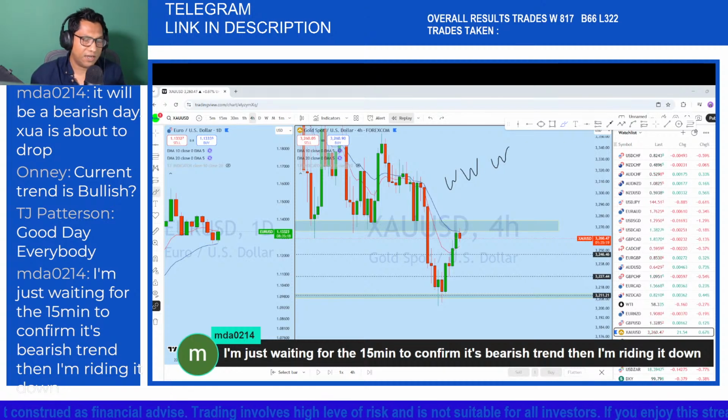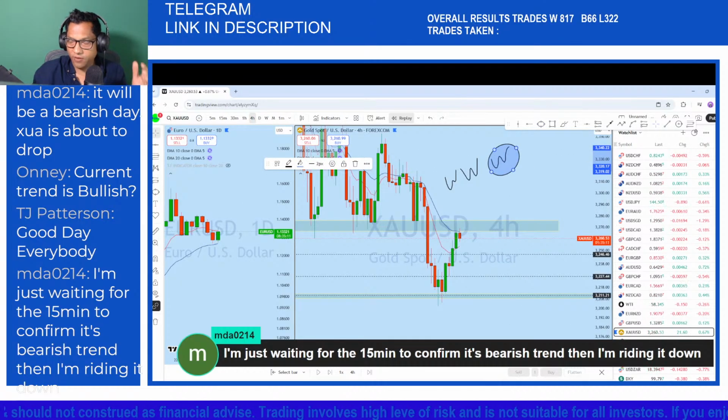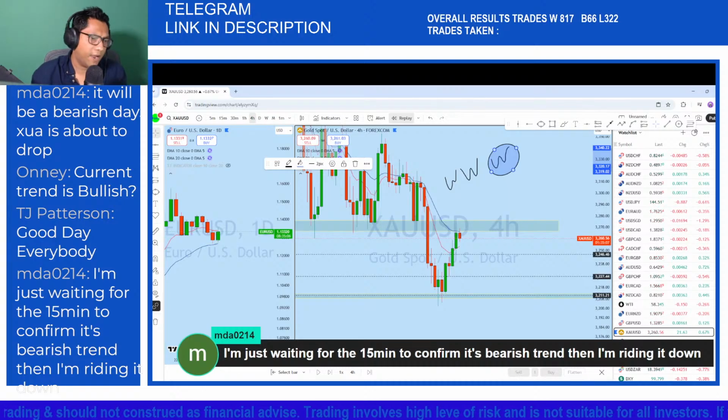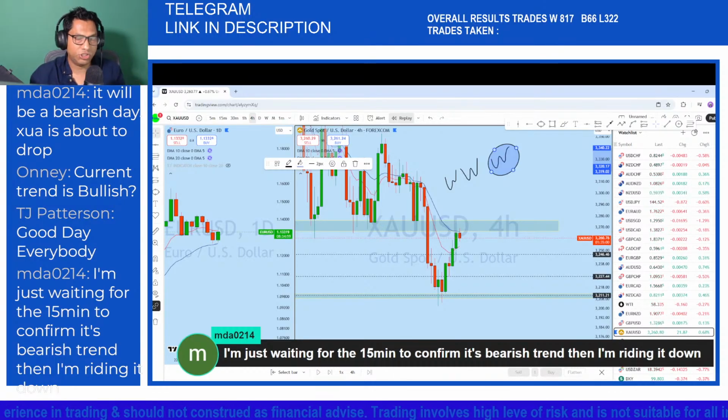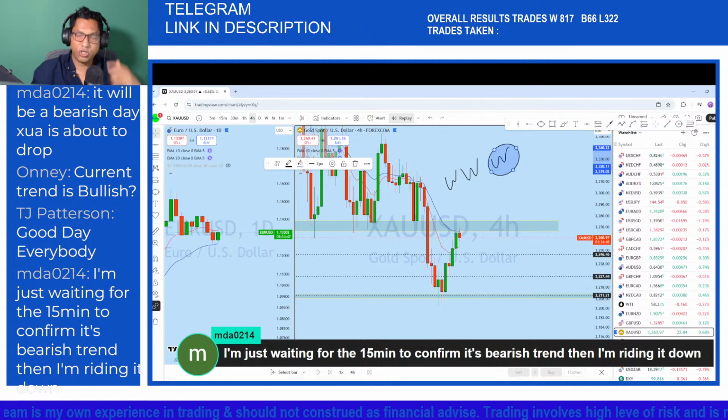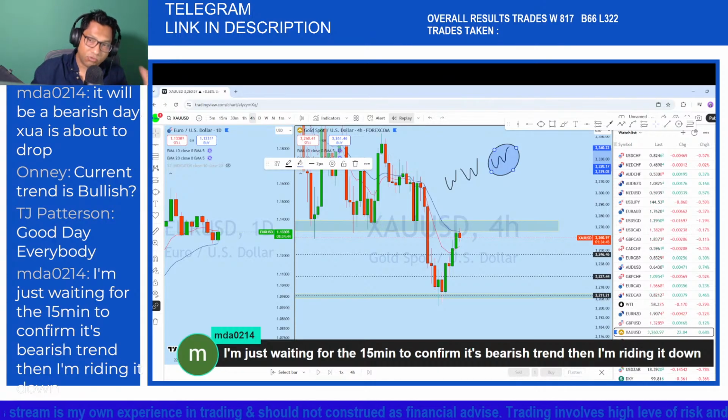So let's understand the triple W. I'm just waiting for the 15 minutes confirmation, it's a bearish trend, and I'm writing it down. Why? That's the third W. You need to ask why. Why am I opening the position? Why am I trading? When you know the why, you get ahead in your trading psychology, on which 70% of a trader's success depends.